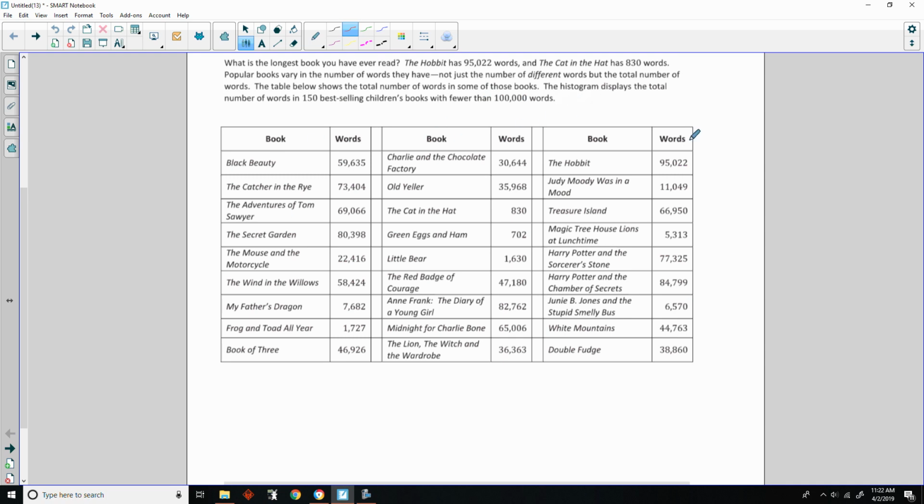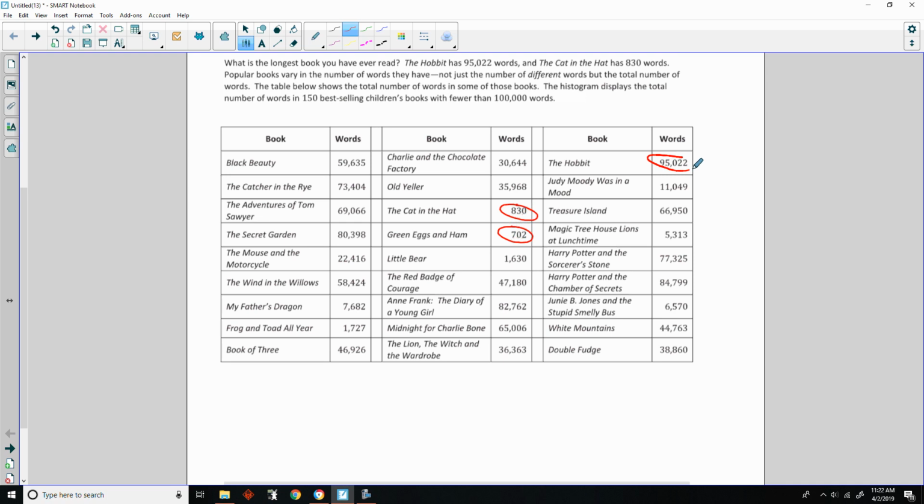So here is a list of books and the number of words in those books. If I look, Green Eggs and Ham is at the bottom of the list at 702 words. The Cat in the Hat has 830. So Dr. Seuss didn't use a lot of words in his books because they're for young children. But then as we get older, the amount of words increases.